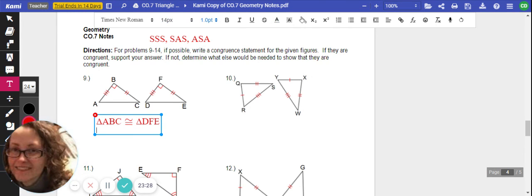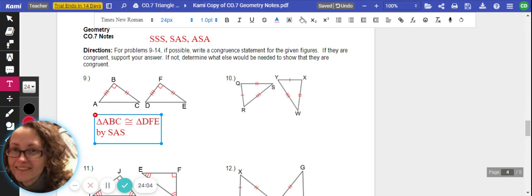We wanted to write a congruence statement if possible. If they are congruent, I needed to support my answer. And I can say that those two are congruent by side, angle, side. That's it. So let's go ahead and try number 10, and then I'm going to leave you guys to practice these on your own.